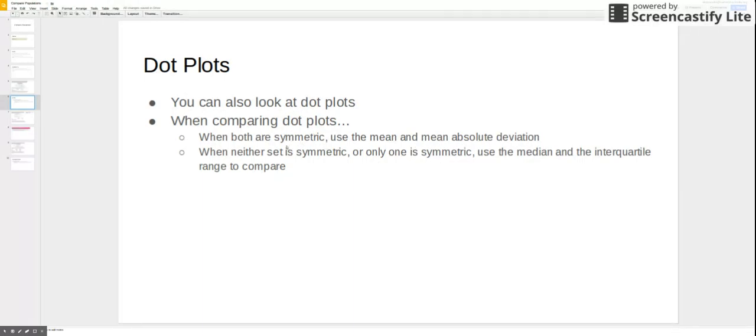Write these two rules down, please, so that you know them and you don't ask me which one you're supposed to use. Look at the rules. If they're symmetric, you're using the mean and the mean absolute deviation. If they are not symmetric or only one is symmetric, you're using the median and the IQR.